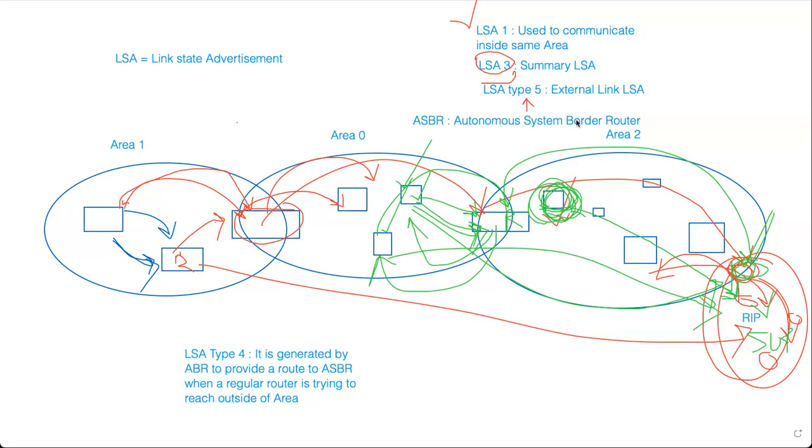If a router is in area 1, and it wants to talk to the router that is running RIP that is connected to area 2, just like in our example, in that case, the area 1 router will use type 4. But if the router is in area 2, and it wants to talk to something in that area, it will use type 5, from the ASBR. Okay, yeah, got it.